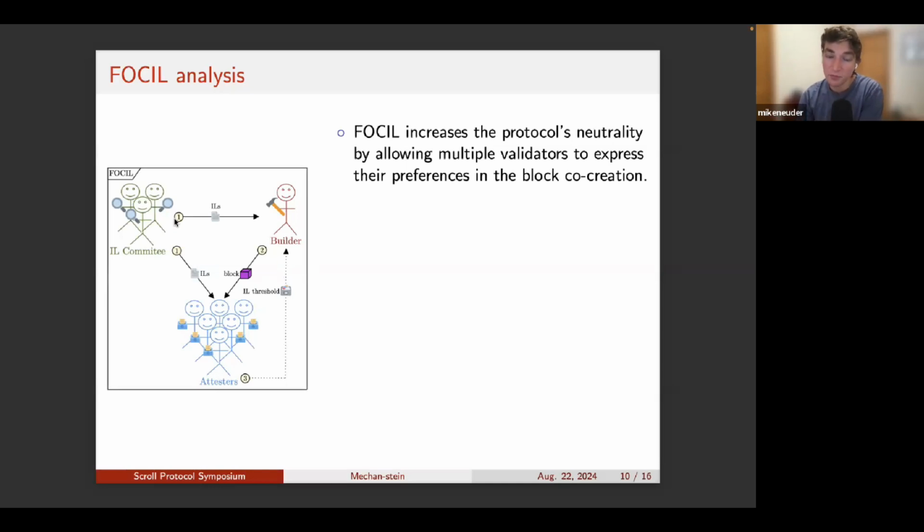And again, we're getting into the nitty-gritty here, but there is some discretion that the builder has, which is that the IL threshold is below 100%, right? So if it's 90% and there's 100 people in the committee and all 100 broadcast their IL, now the builder gets to decide, okay, I only have to include 90. So I get to choose the 10 least favorable and leave those out because I have some discretionary power. And that's actually the biggest difference between Fossil and Braid, which is this multiple concurrent proposer thing, where there's someone who gets to be an aggregator.